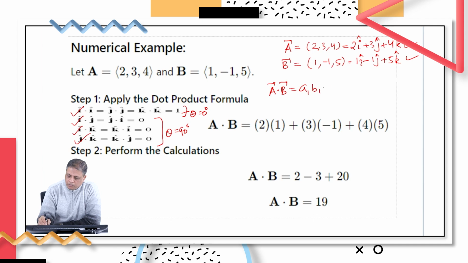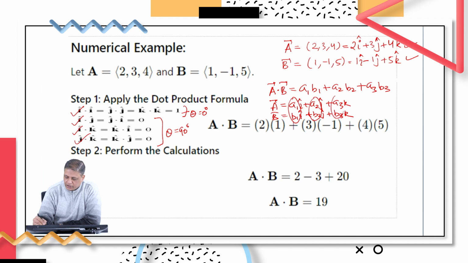A1 B1 plus A2 B2 plus A3 B3, where the A vector is nothing but A1 i plus A2 j plus A3 k, and the B vector is nothing but B1 i plus B2 j plus B3 k. So multiplying these components, A1 B1, A2 B2, A3 B3, from this equation you can say that we are multiplying i components, j components and k components.